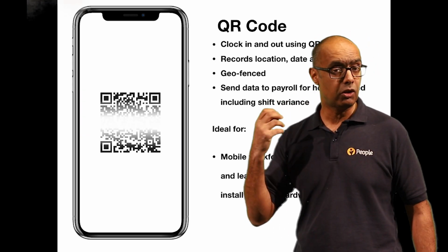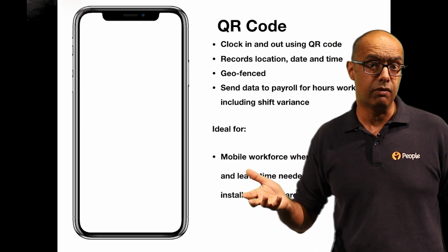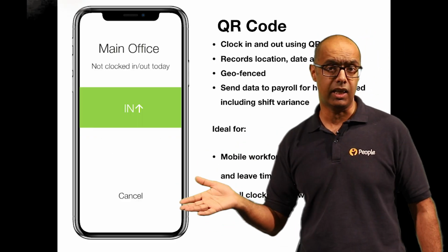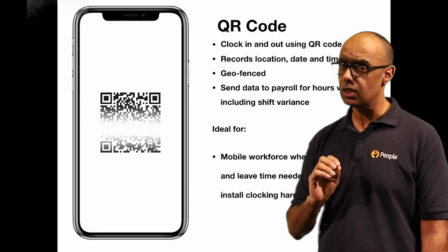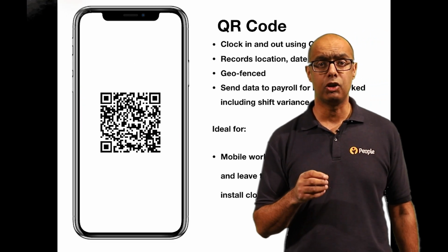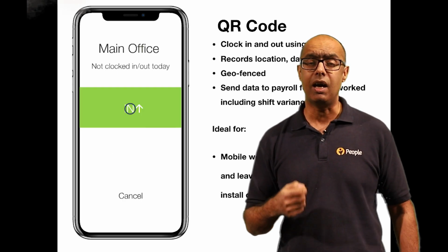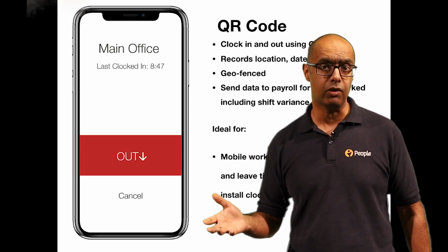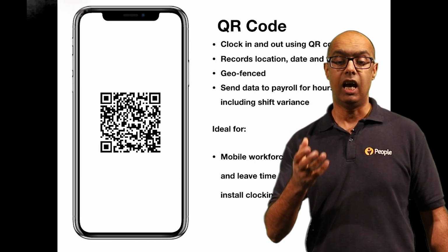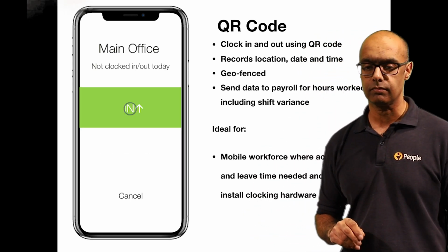Okay. And the great thing about QR code scanning is that you can actually send that data to payroll as well, run your analysis reports, and actually look at shift variances. For example, if somebody was supposed to start at 9, but they started at 9:30, then you can have a late start, for example. So QR codes are quite useful in scenarios where you've got a mobile workforce who may be going out to sites and you haven't got the ability to install any hardware at those sites, but you want to know when the employees arrive and when they leave that site. So it's a really useful way of doing that.